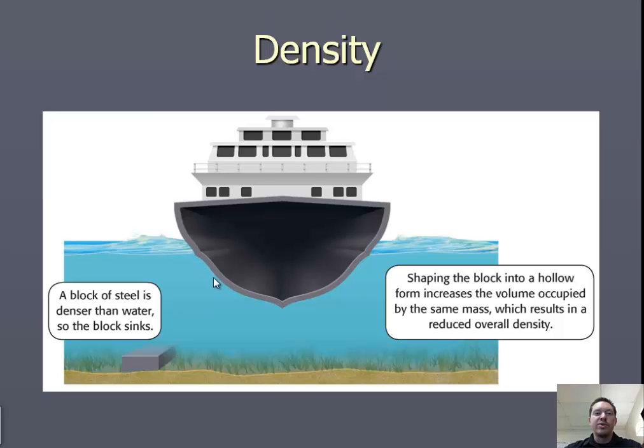But if we were to take that same steel and spread it out over a larger volume, as in this ship, shaping this block into a hollow form increases the volume occupied by the same mass, and this is going to result in a reduced density because we have increased the overall volume. So the mass may be the same, but the volume placed on that body of water is a lot more. So we've got this large volume that decreases the density, allows the ships to float.